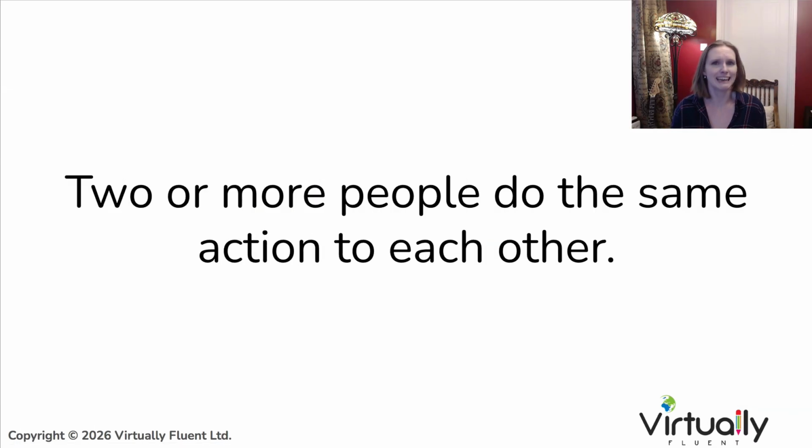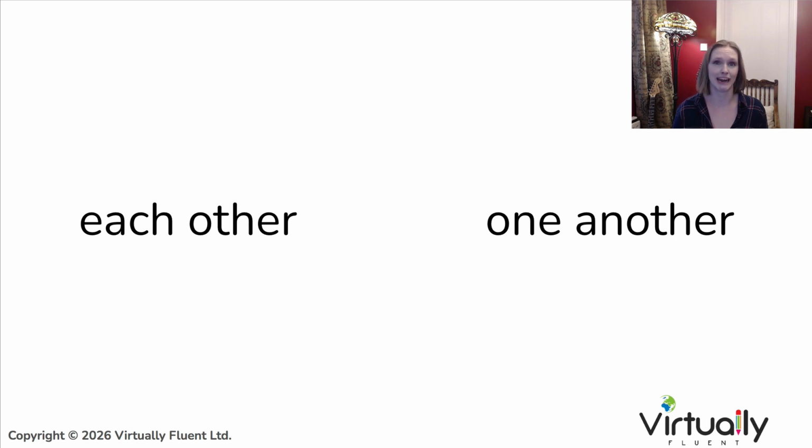So what exactly is a reciprocal noun? This is when two or more people are doing exactly the same action to each other. For example, I am doing an action to you and you are doing an action to me, and it must be the same action. We have two reciprocal nouns in English, and they are each other and one another.